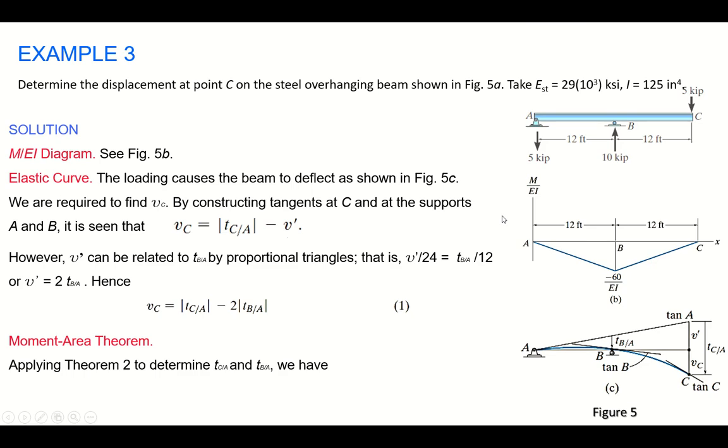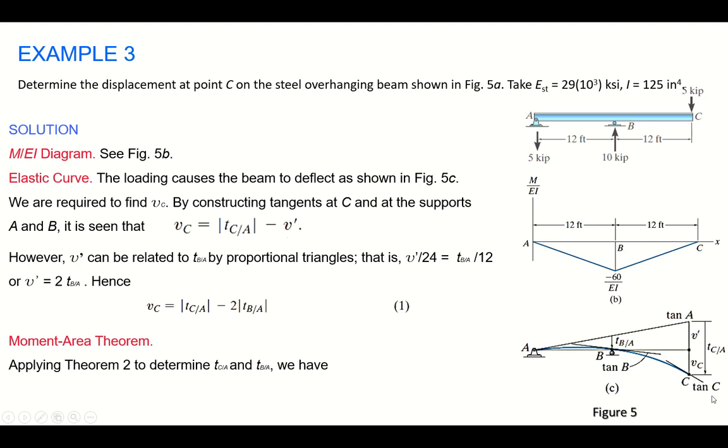Now this is our last example of this lecture, and it says determine the displacement at point C. This is the point C, and we have to find the displacement at this point subjected to a 5 kip load. So these are the reactions: the 5 kip downward, 10 kip upward, and this is the bending moment diagram. That bending moment is negative, minus 60 over EI is the maximum bending moment, and this is the elastic curve or the deflected shape.